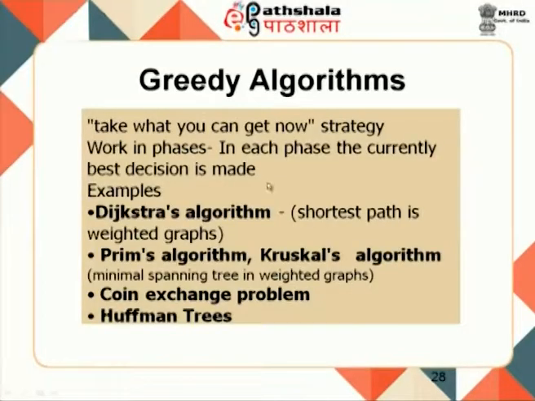So, you take that and select it, but actually overall globally this may not be the maximum, but by looking at this place this is the maximum. Like that is what is called the take what you can get now strategy. It works in phases, in each phase the currently best decision is made. That is what I was trying to tell you.